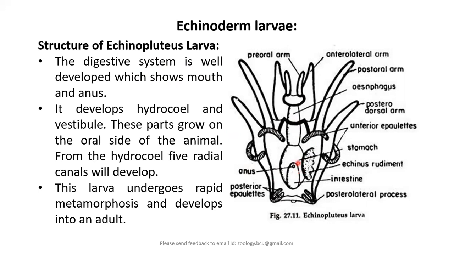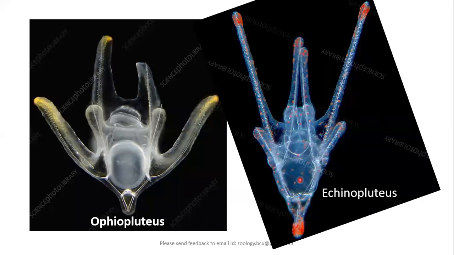And these parts grow on the oral side of the animal. And as we all know, from the hydrocoel, 5 radial canals will develop. That means from the hydrocoel, we see the formation of the water vascular system. This larva undergoes rapid metamorphosis and develops into an adult. I hope now you are well versed with the structure of Ophiopluteus larva and Echinopluteus larva.